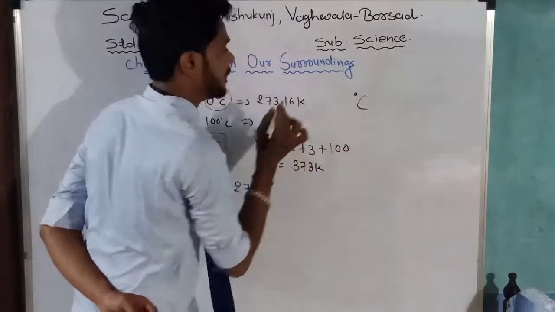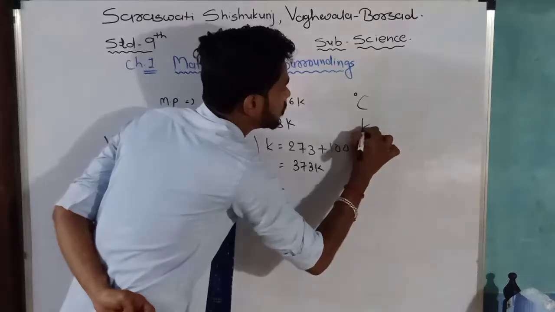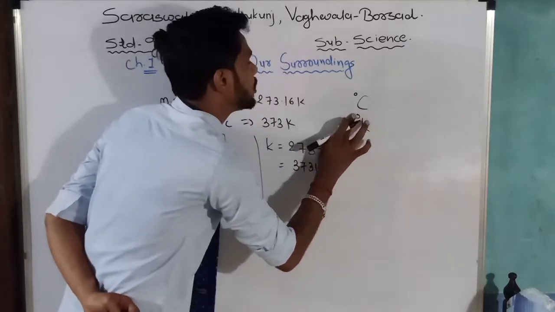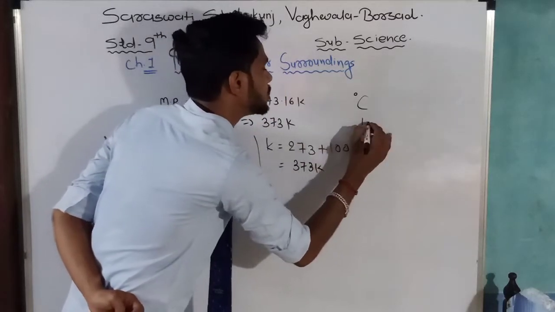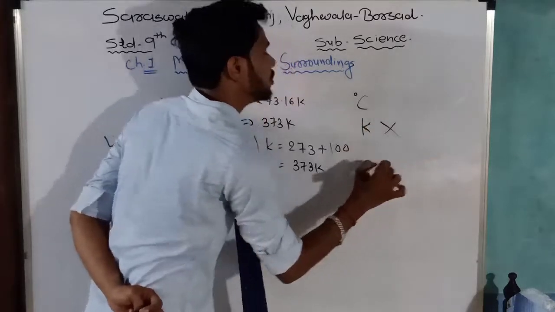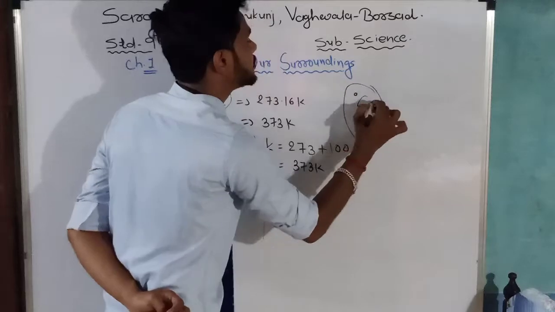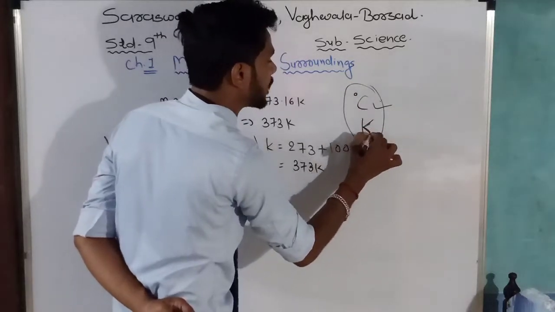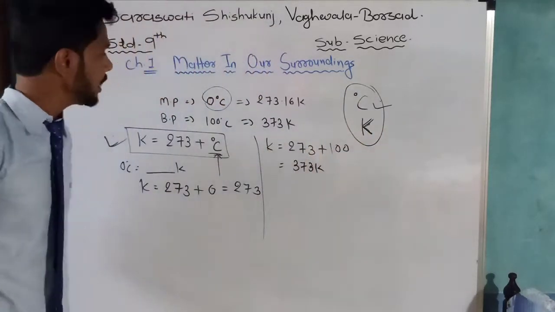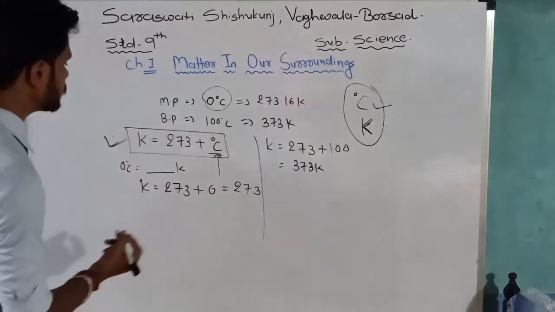Now another point that you must remember: in Celsius you must put the degree sign, but in Kelvin you can't put the degree, because that may be wrong. Okay, so remember, where does the degree come? Only in Celsius. In Kelvin you only have to write a capital K. Okay, let me now convert.